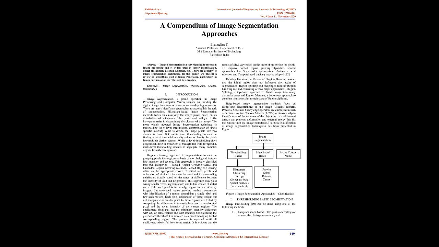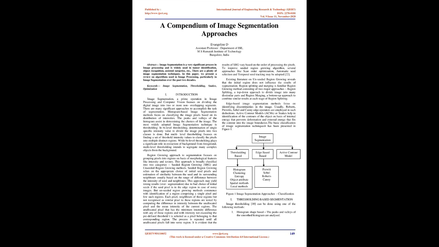Image segmentation, introduction. Image segmentation is an operation in image processing and computer vision that focuses on dividing the digital image into 2 or more non-overlapping segments. There are many significant approaches to accomplish the task of segmentation. Histogram-based image segmentation methods focus on classifying the image pixels based on their distribution of intensities. The peaks and valleys of the histogram assist in determining the clusters of the image. The most widely adopted image segmentation technique is thresholding.